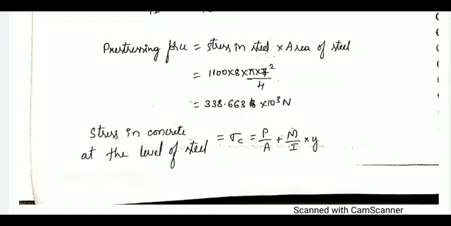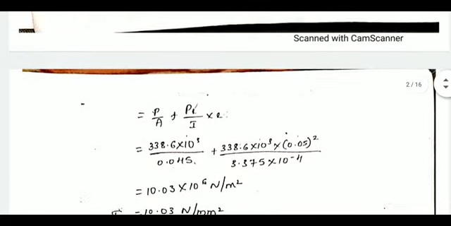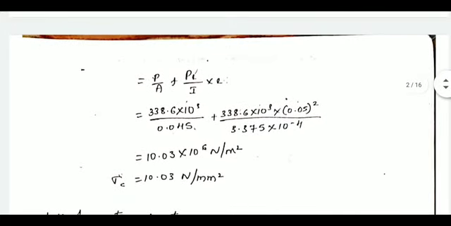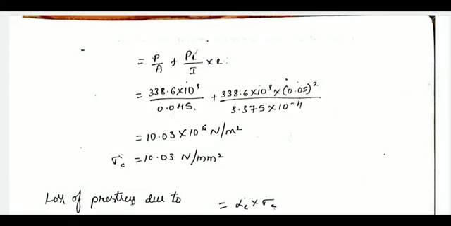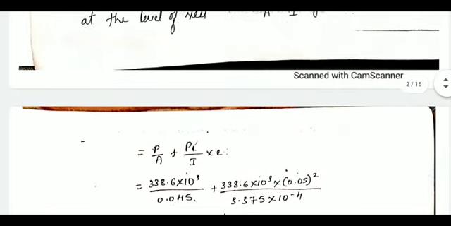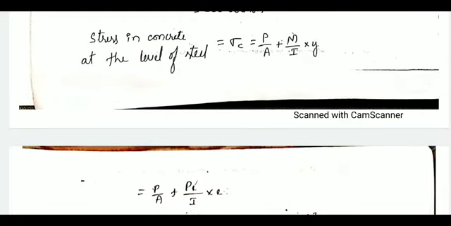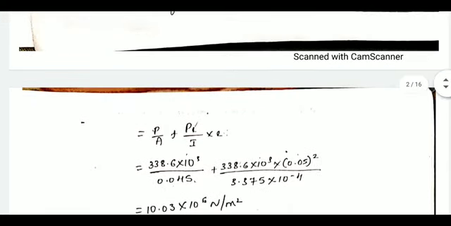So this is the formula to calculate stress in concrete at the level of steel. Remember this formula: P by A plus M by I into Y. Okay, so here P is directly given, area we have calculated, M is the moment with respect to the pre-stressing force about the centroid of this section, that is eccentricity. M is equal to P into E, so PE by I, and into Y. Here in the formula we have Y, that we have considered here as E.